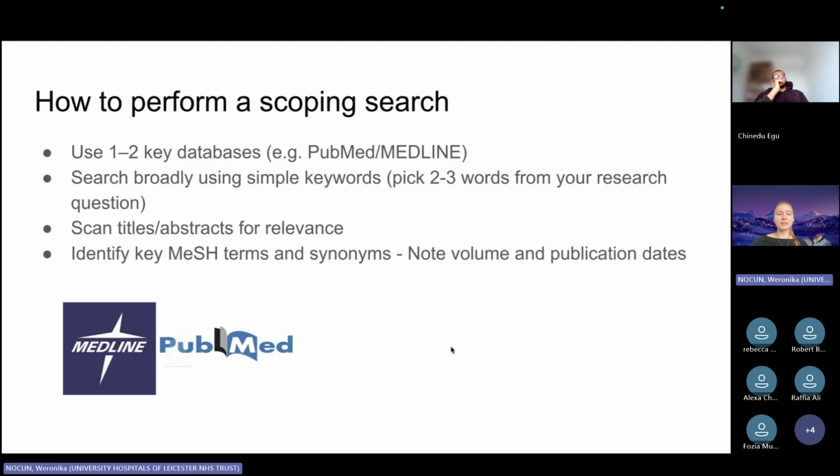So the way to perform a scoping search is that you want to choose one or two databases, like either PubMed or Medline or Embase. And you want to search broadly using simple keywords. So I would say pick 2 to 3 keywords from your research question. And you really want to then put them into your basic search, I'll go through an example in a second. And then you'll want to see what comes up.